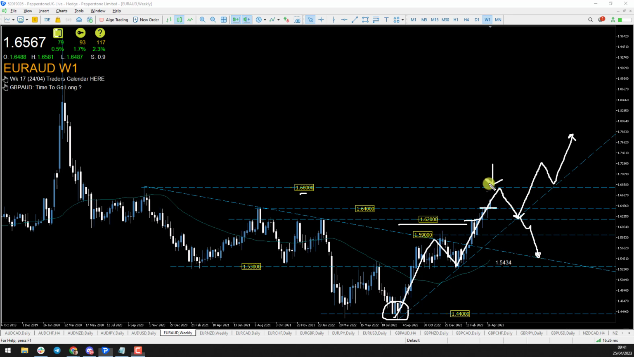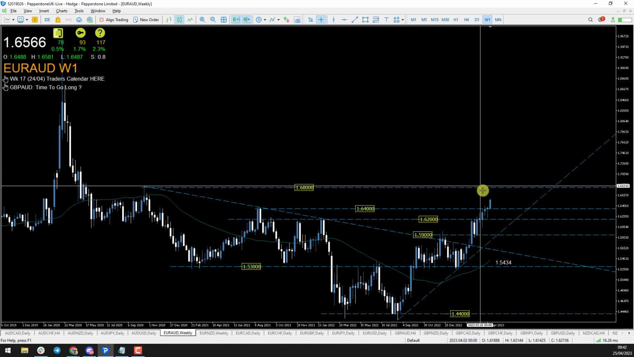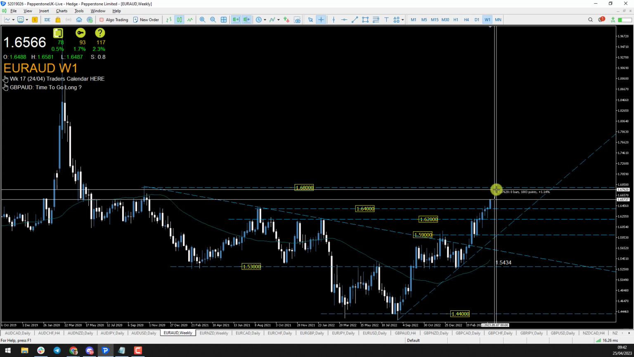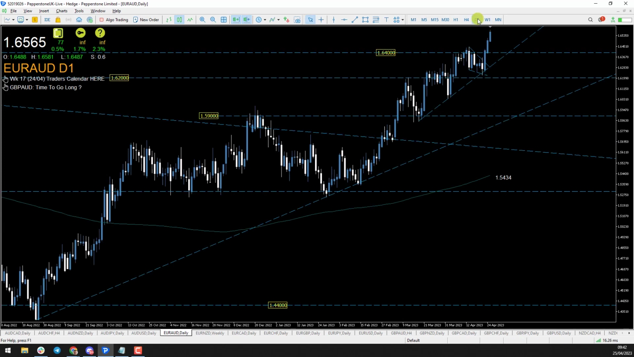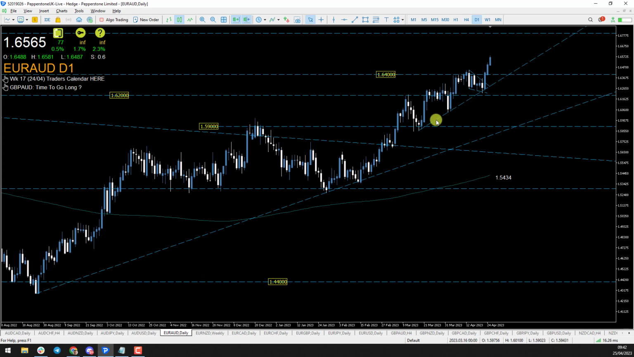Okay, now from a short-term perspective, we can go a lot deeper, because we're looking to target that 1.68 handle, and that's got about 230 pips to go. So if I go to a daily time frame, there's a bullish move happening within that overall move. So those were the lows that I've just discussed, the longer term trend line through there.